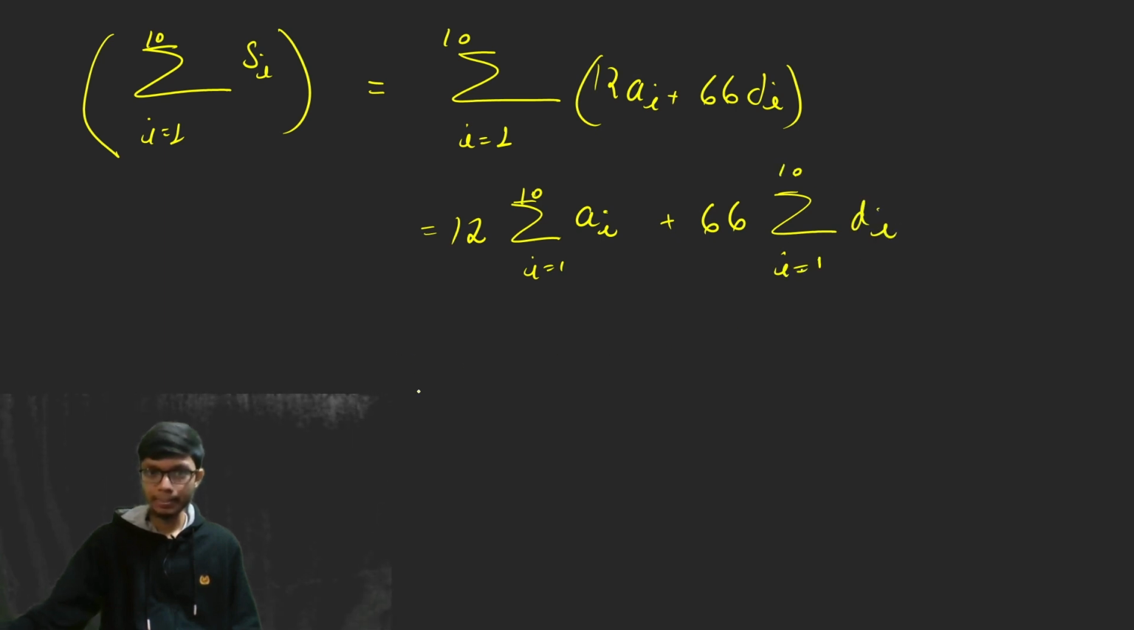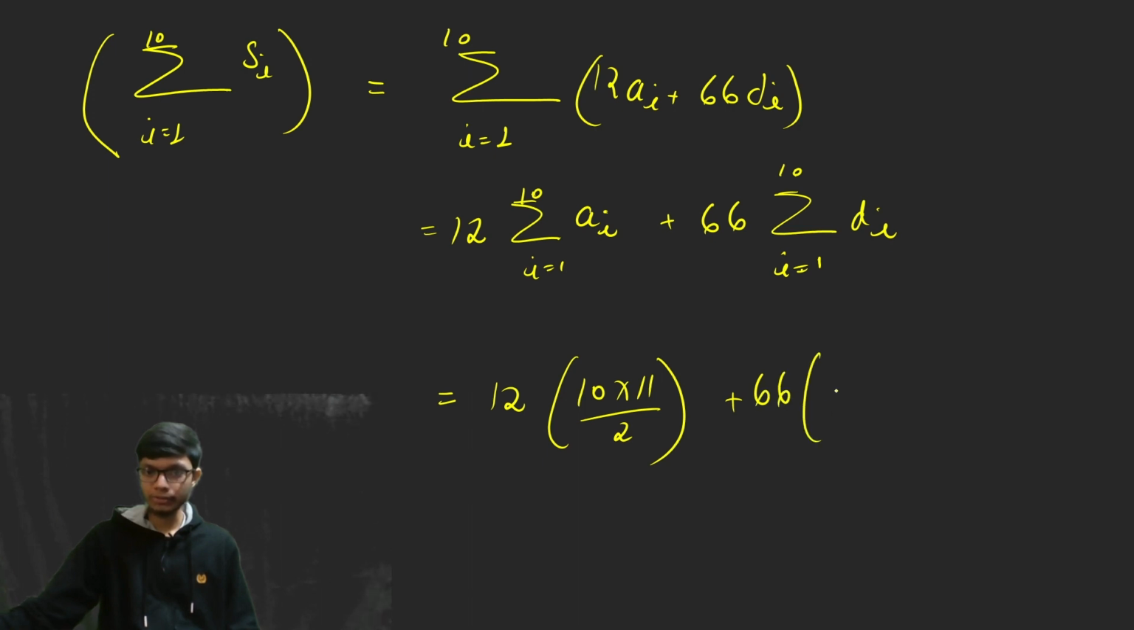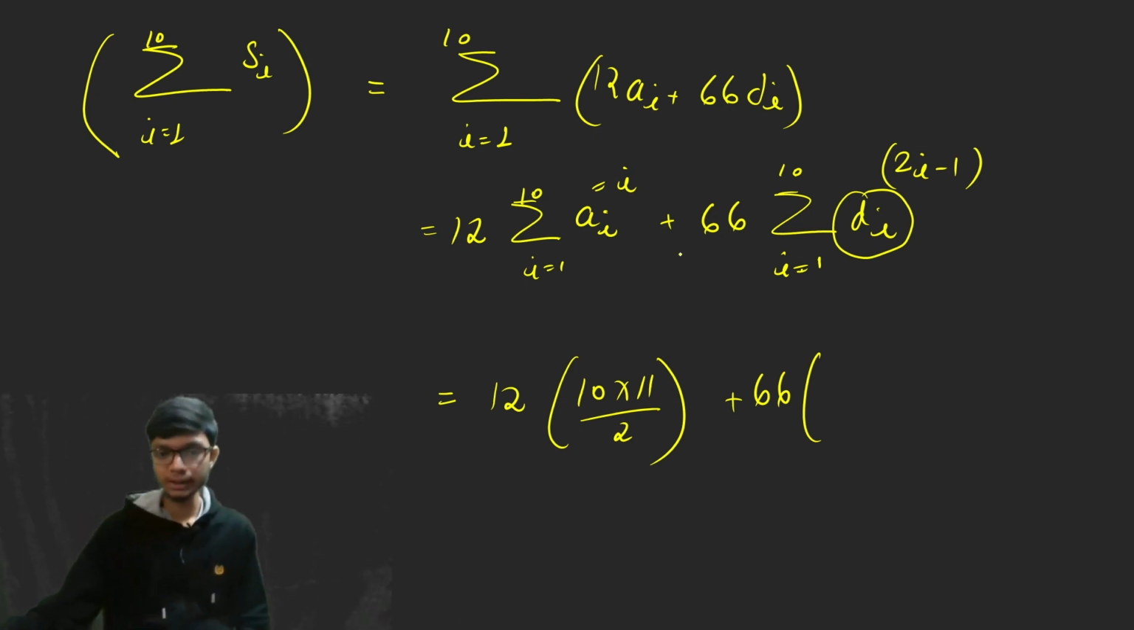If you have studied the properties of summation, you can definitely take out the constant and write it like this, and this will be equal to 12 into the sum of the first 10 natural numbers, because a_i are basically 1, 2, 3 and so on. The sum of the first 10 natural numbers is 10 into 11 divided by 2. And for d_i, it is again equal to 2i minus 1, and a_i is equal to i, so that is the sum of the first 10 natural numbers.